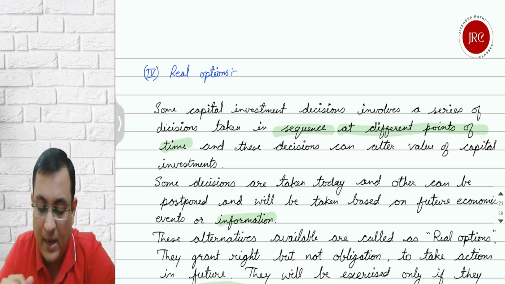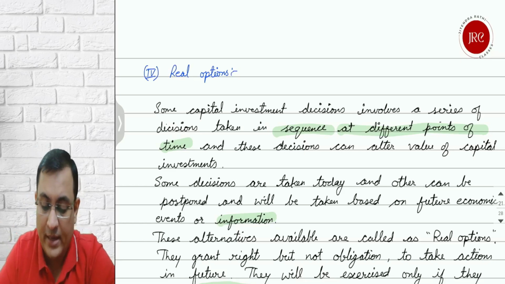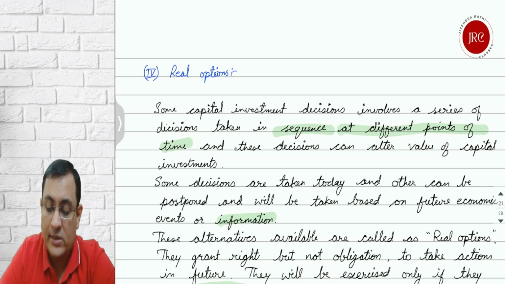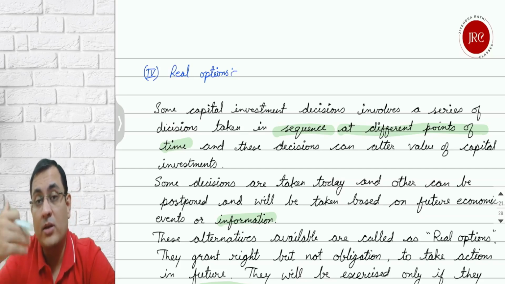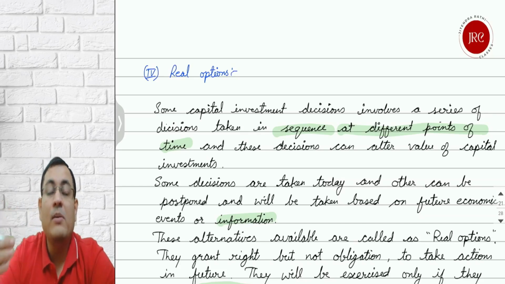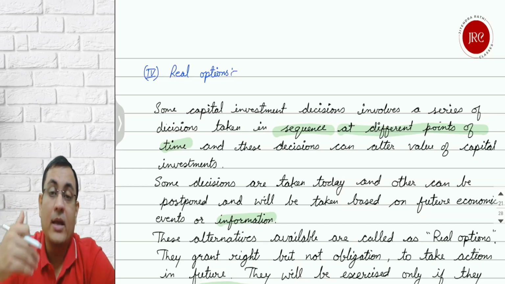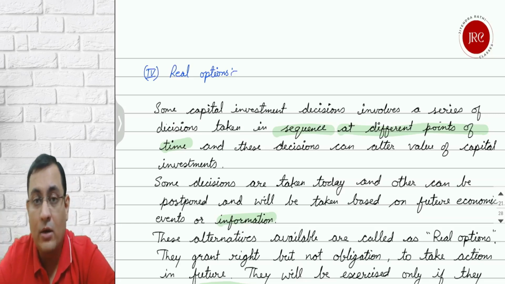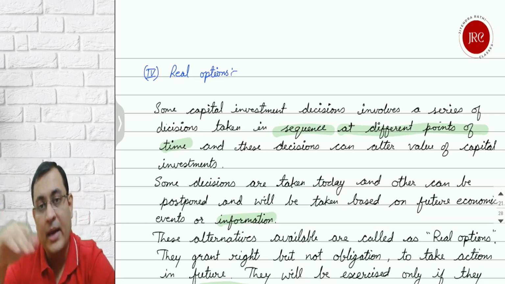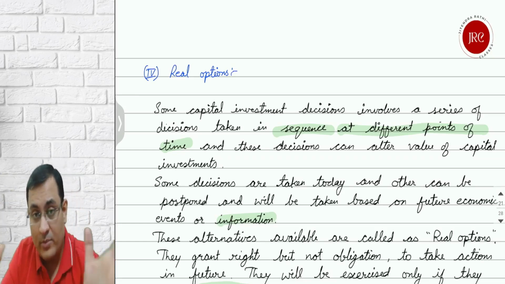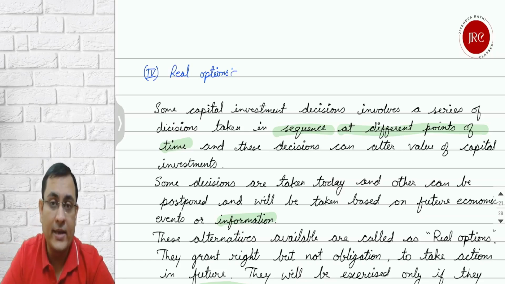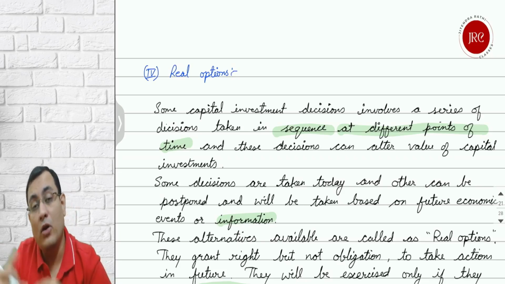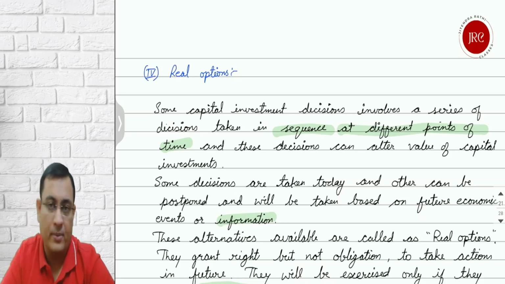So what they say is some capital investment decisions involve a series of decisions taken in sequence at different points of time, and these decisions can alter the value of the capital investment. Of course, if the new information coming is negative, we may abandon the project rather than investing more in the project and increasing the loss. We may say let's stop the loss here by abandoning the project. And if the information is very positive, we may go for expansion, going for additional production facility, or going for overtime working, or going for production of a substitute or complementary product.